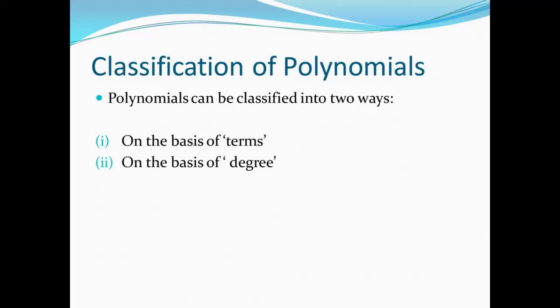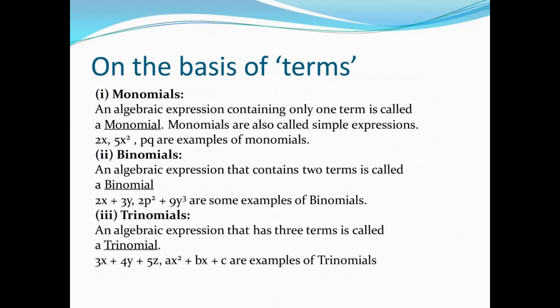Now, next in the sequence is classification of polynomials. Polynomials can be classified in two ways. First way, on the basis of terms. Second way, on the basis of degree. Now, classification of polynomials in detail.